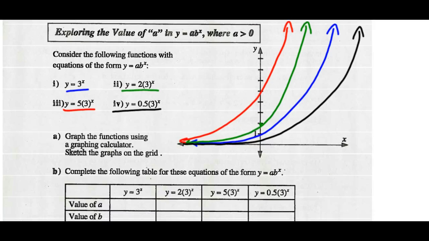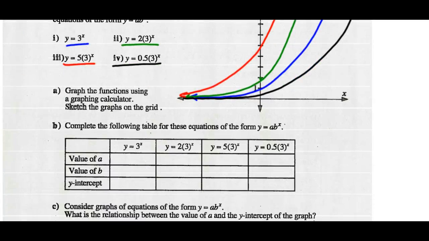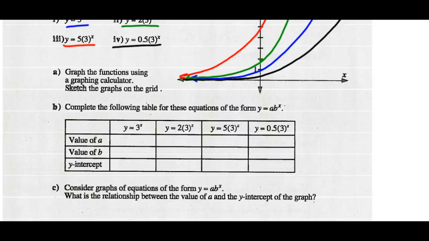All right, so you've got that in your graphing calculator. Complete the following table for these equations. The value of a in y equals 3 to the x is 1. The value of b, the base, is 3. The y-intercept of the blue graph is 1. Look at y equals 2 times 3 to the x, our green graph. The value of a is now 2. The value of b is still 3. And the y-intercept is now at 2.